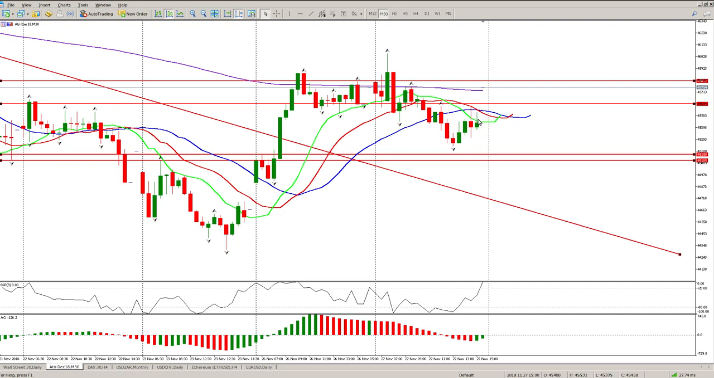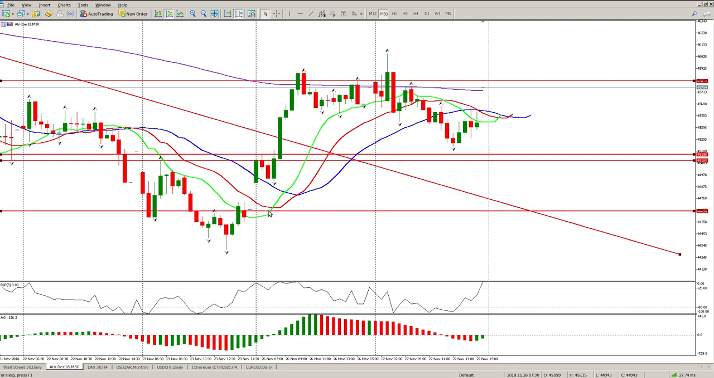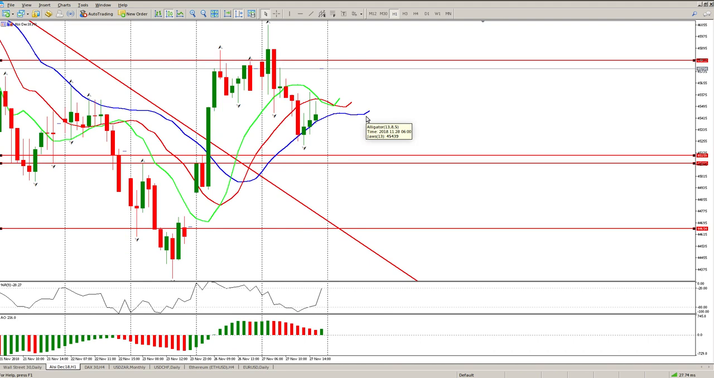So I would expect us still to come and visit these levels, even potentially pull all the way down to close this gap, which would test this downward trend line. Okay, so that's kind of my bias at the moment, is I'm expecting more downside.